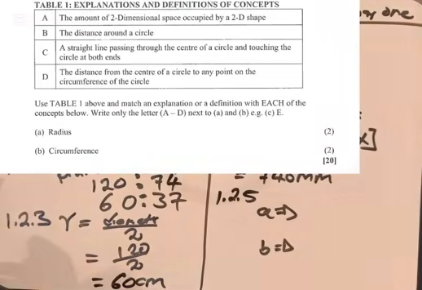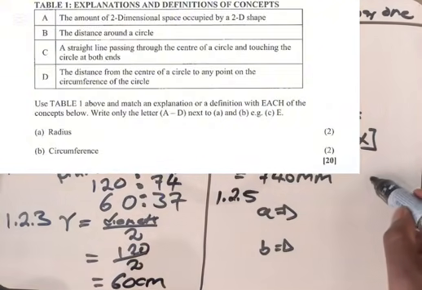B, the distance around a circle, okay? Number C, a straight line passing through the center of the circle and touching the circle at both ends, okay? Number D, the distance from the center of a circle to any points on the circumference of a circle. Use table 1 above and match an explanation or a definition with each of the concepts below. Write only letter A to D next to A and B. So A is a radius.